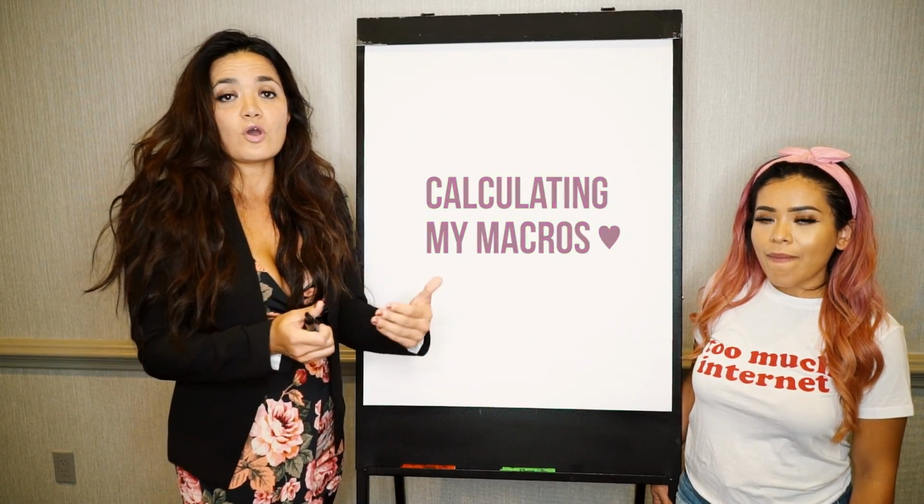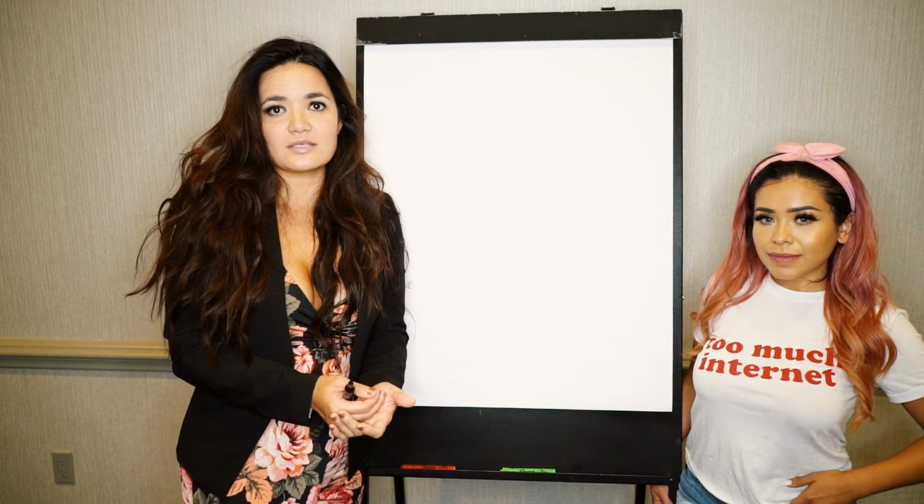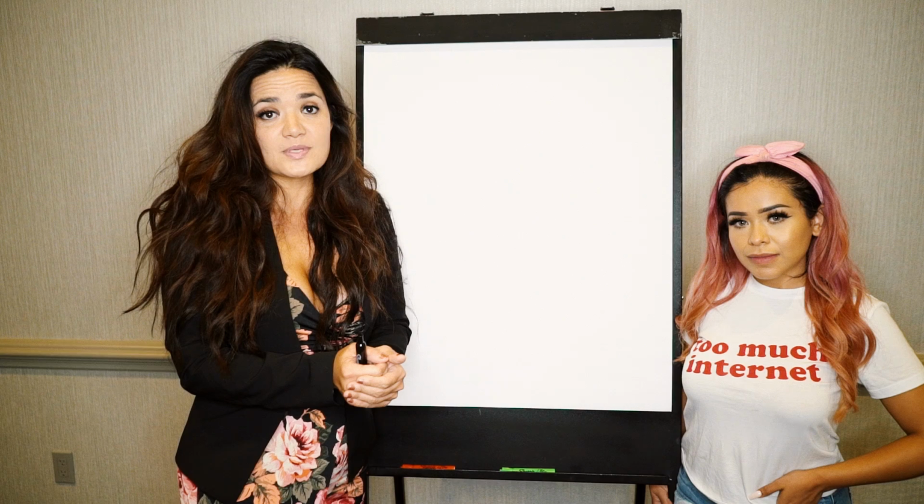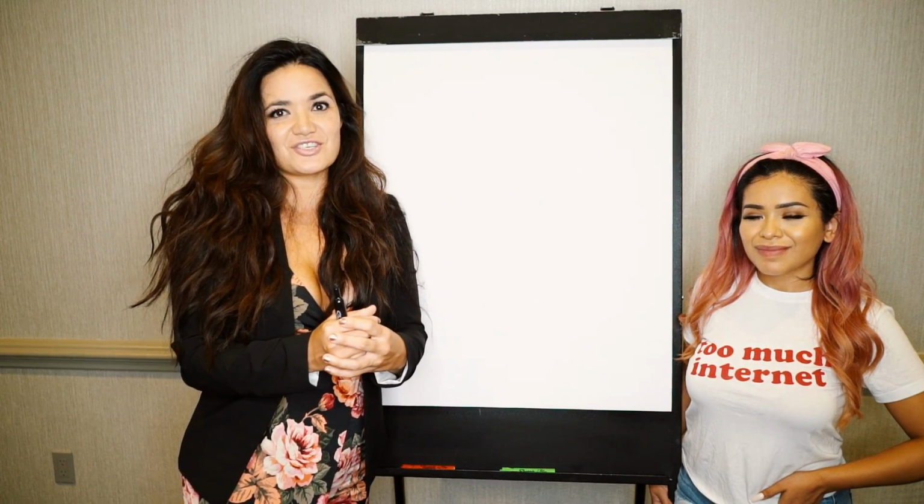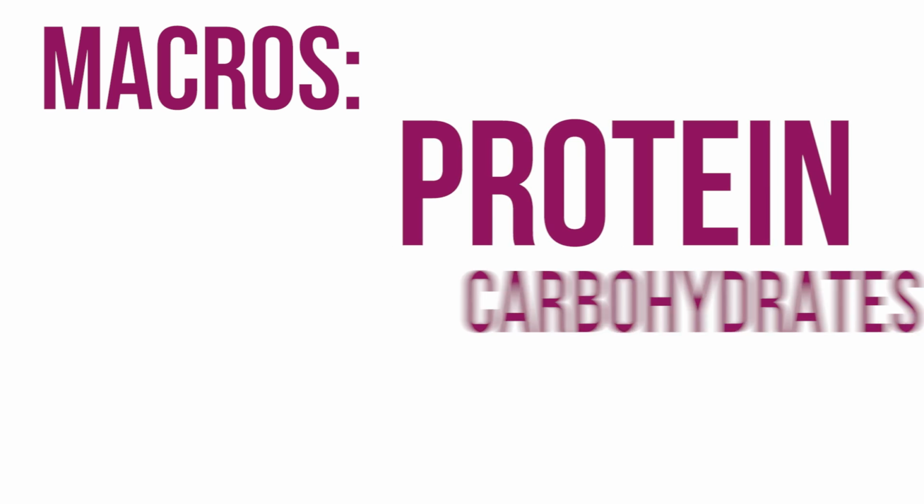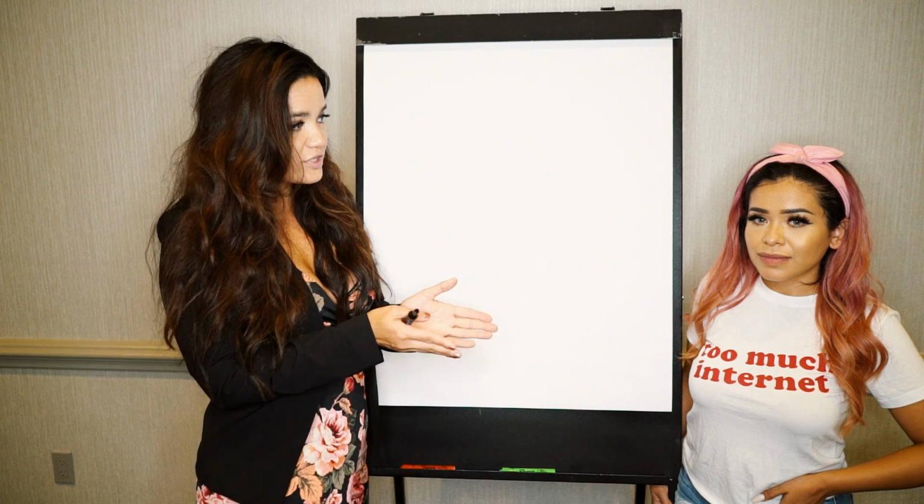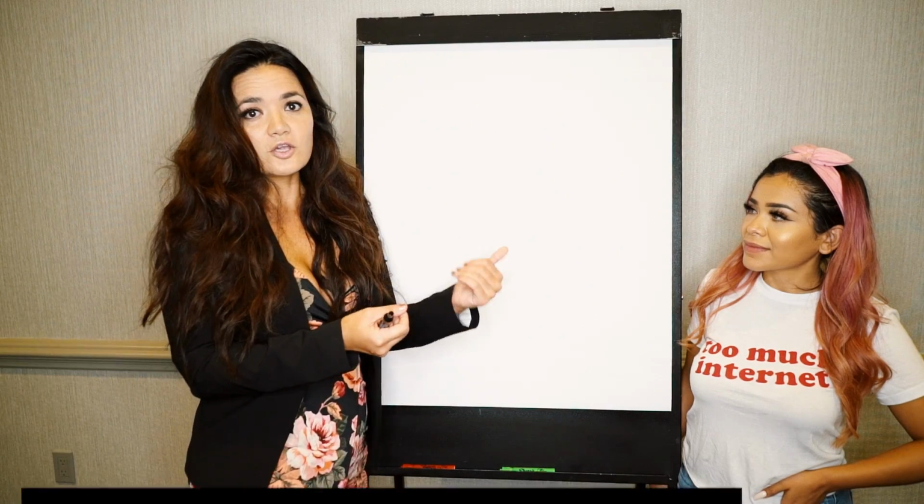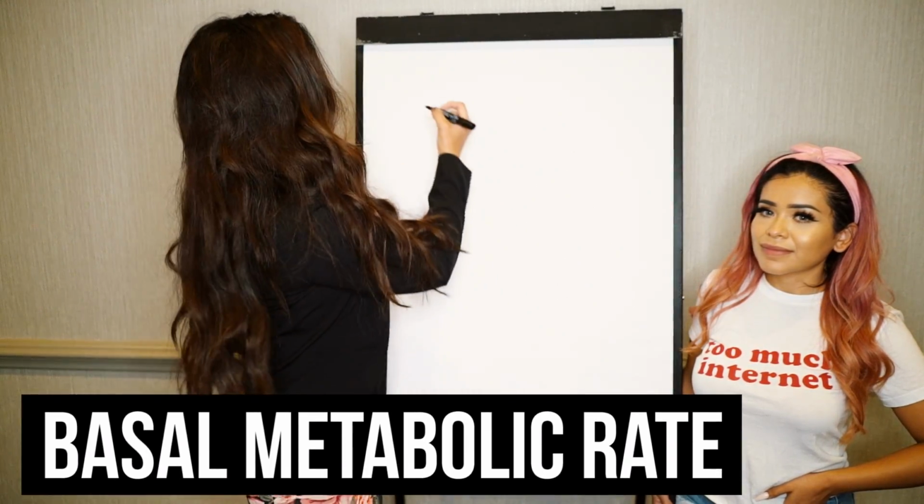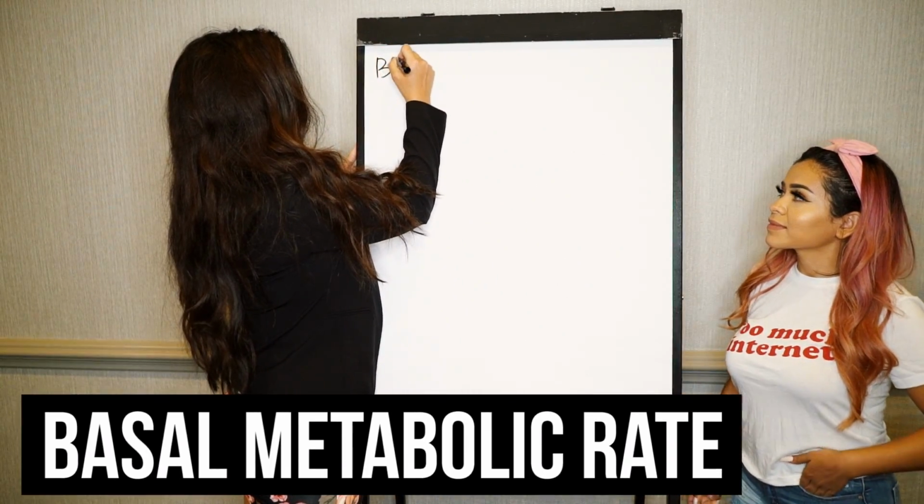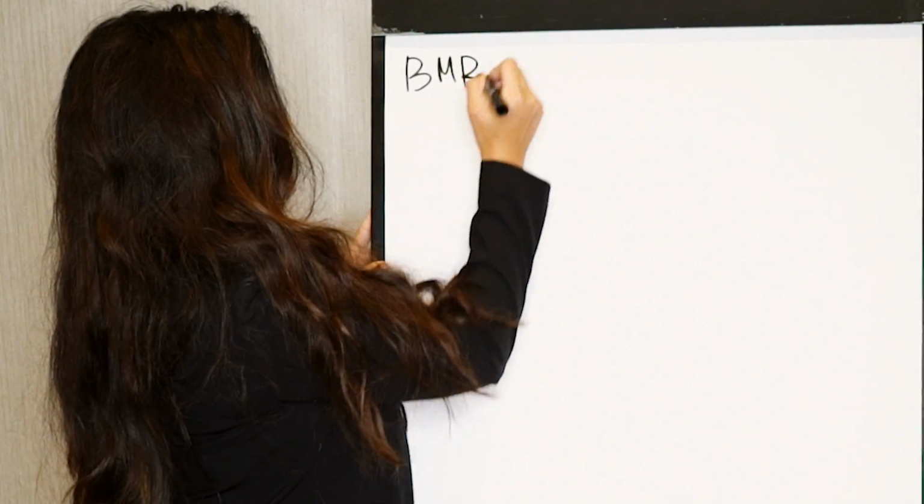So for those of you who don't know, macros are what make up the caloric content of food. So when you have a specific goal, it's a little bit more than just counting your calories. When you calculate your macros, you're calculating your protein, carbohydrates, and fat. So we're going to walk you guys through that process. So the first thing we're going to need is your BMR. Your BMR is your basal metabolic rate. So that's the first thing we're going to need to know when it comes to calculating Alva's macros.